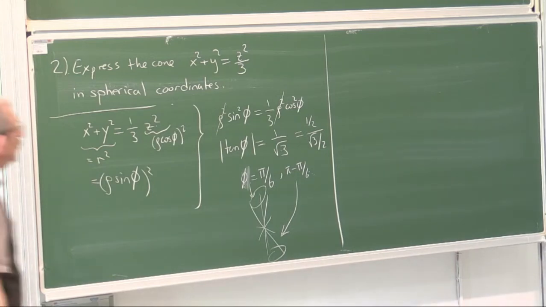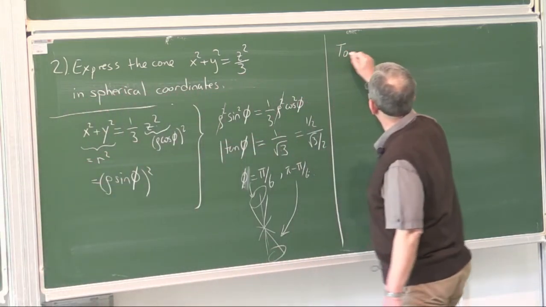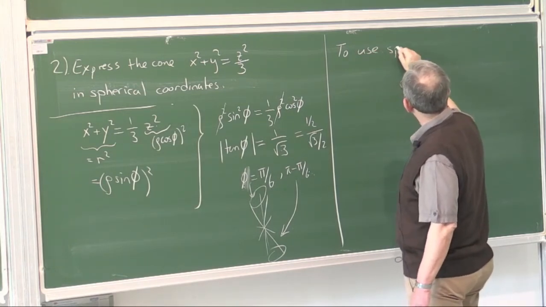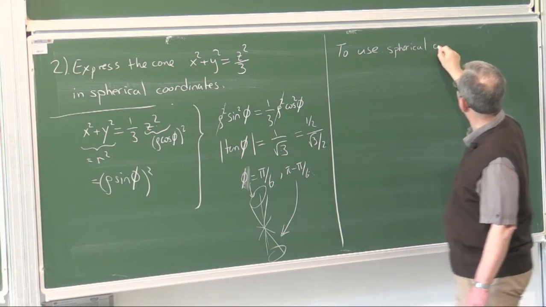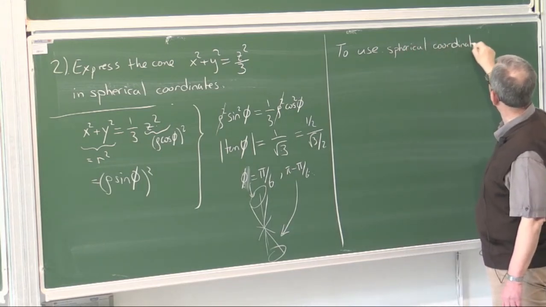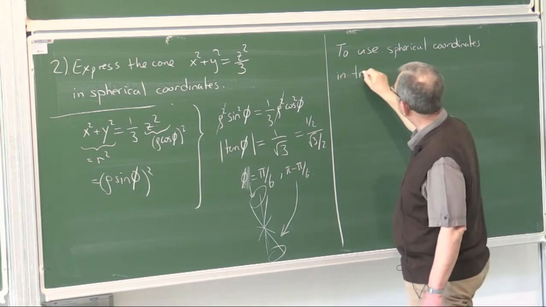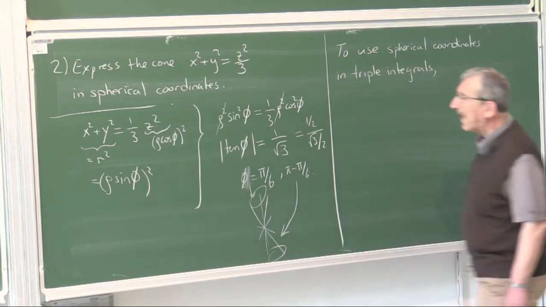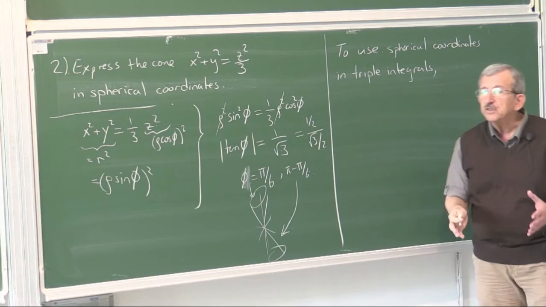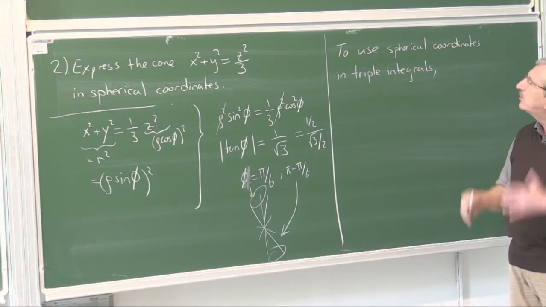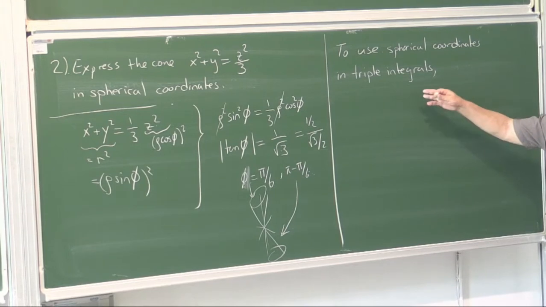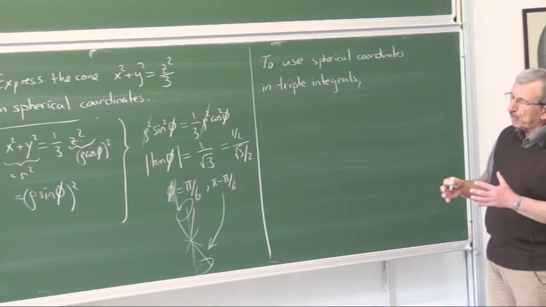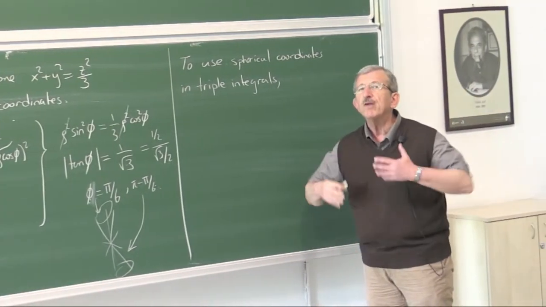Now, to use spherical system in triple integrals, as we did in cylindrical system or in polars, we need to determine, since we are talking about triple integrals, the volume element. That is the differential volume element.